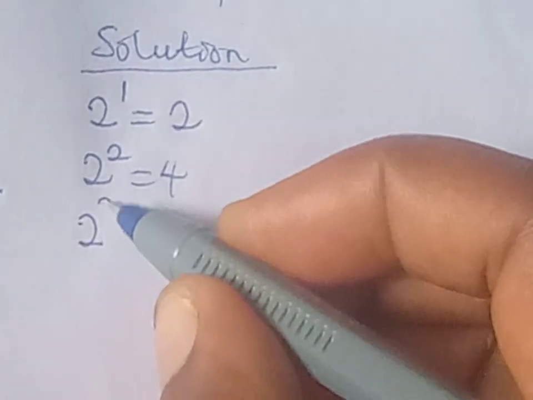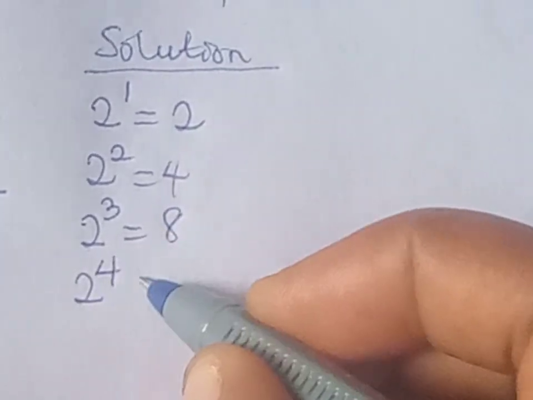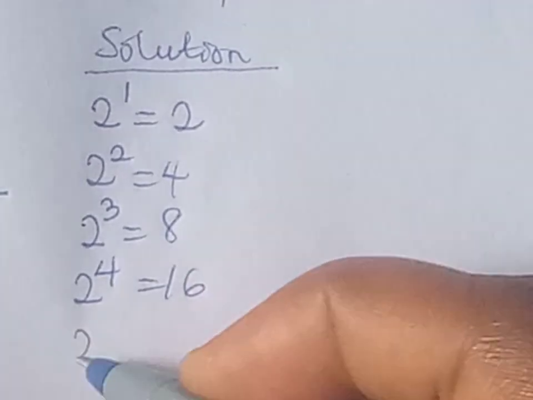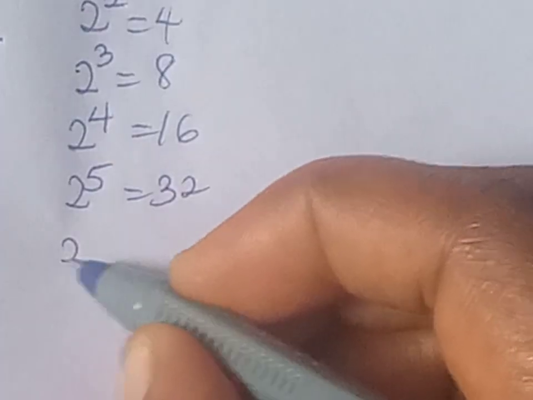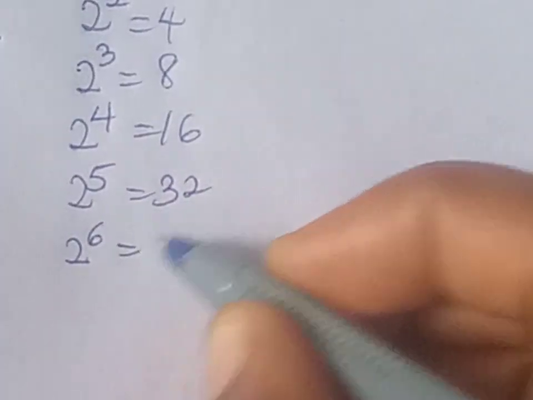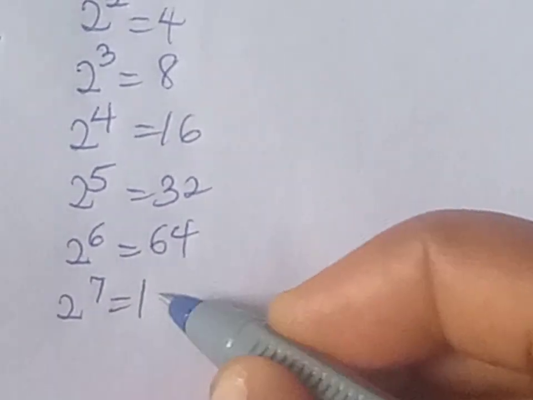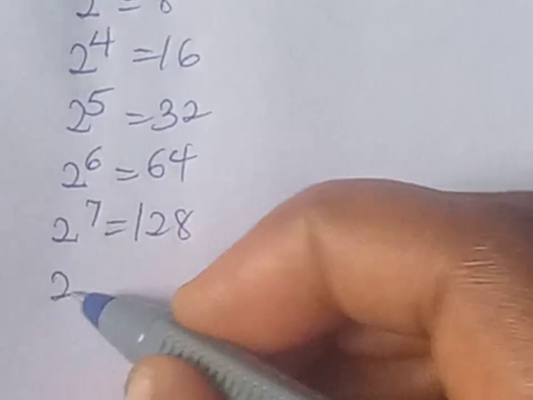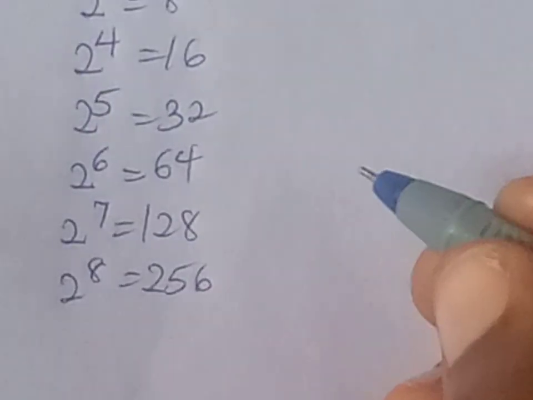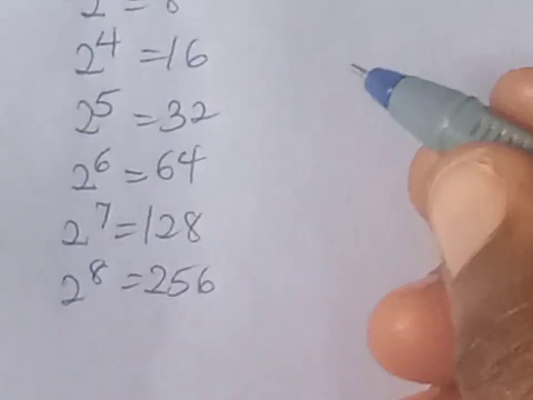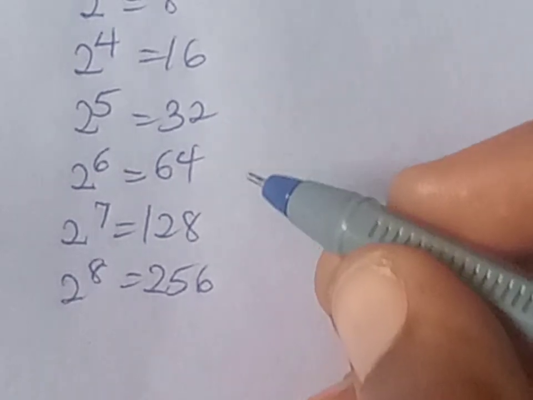2 raised to the power of 3 will give us 8. 2 raised to the power of 4 will give us 16. 2 raised to the power of 5 will give us 32. 2 raised to the power of 6 will give us 64. 2 raised to the power of 7 will give us 128. 2 raised to the power of 8 will give us 256. Now, instead of us guessing randomly, we want to use a systematic method.